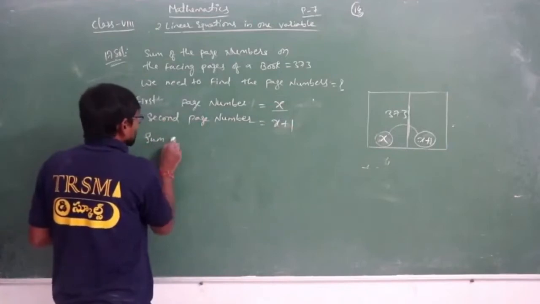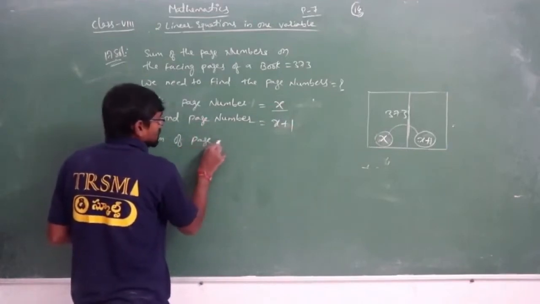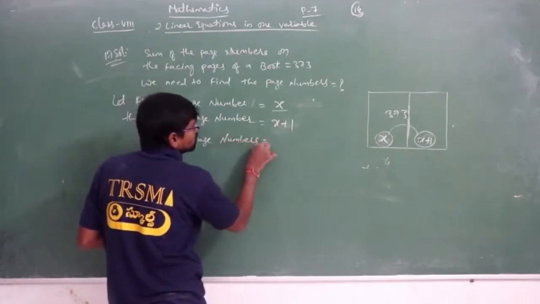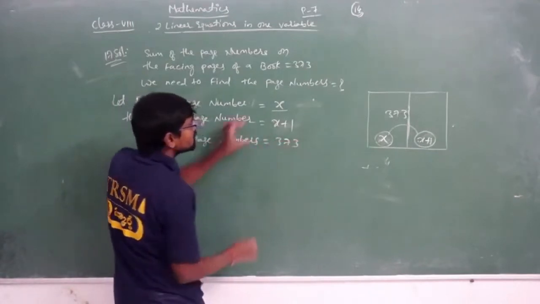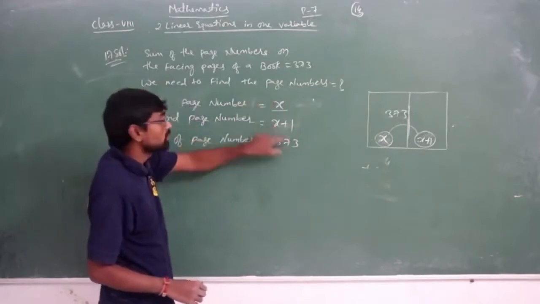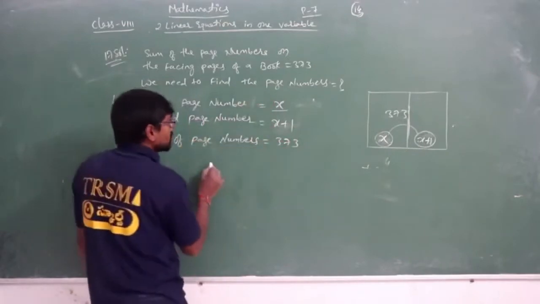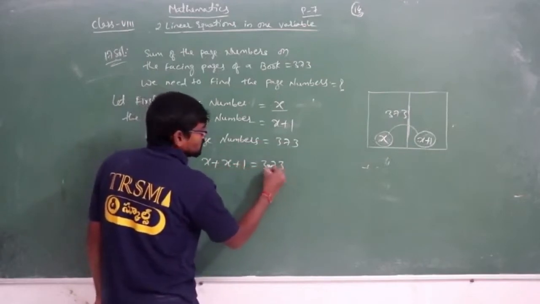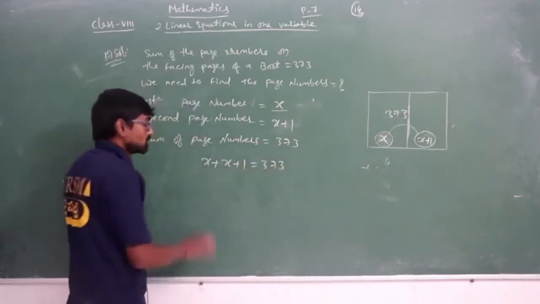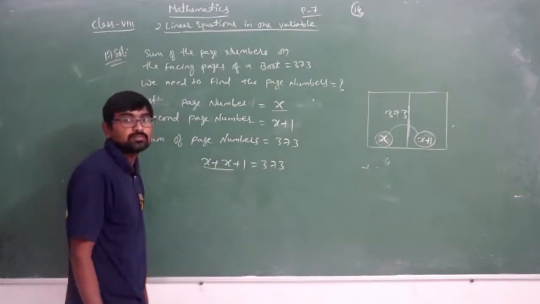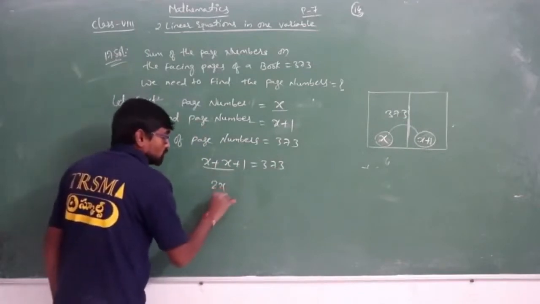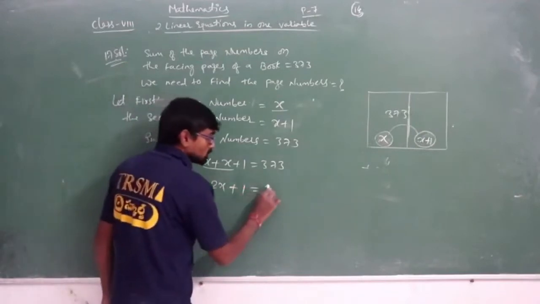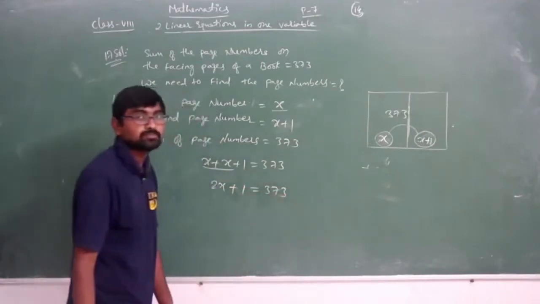So the sum of page numbers is equal to 373. It means that on adding both the page numbers we got the answer as 373. So x plus x plus 1 is equal to 373. Now adding like terms, x plus x, I'll get 2x, plus 1 equals 373, isn't it?